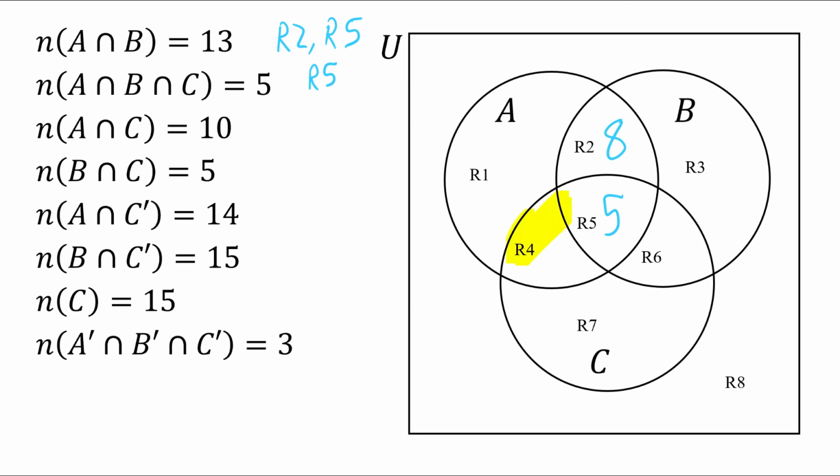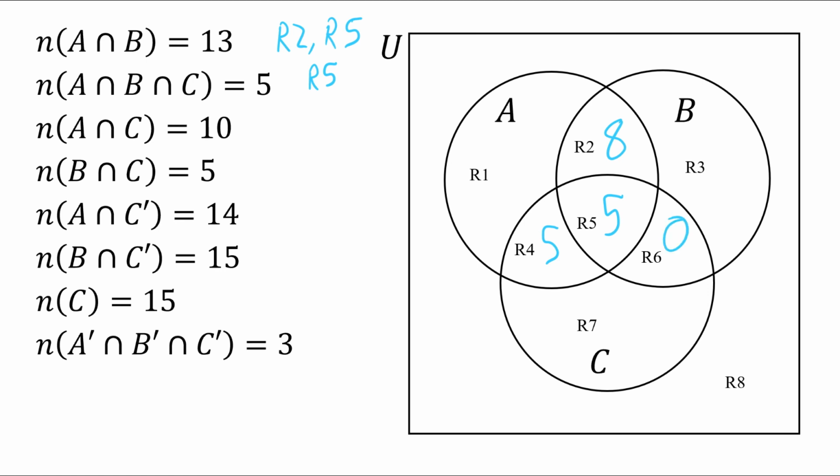All right, next let's do A intersect C. That's everything in A that is also in C, so that's regions 4 and 5, and we know that's 10. So if regions 4 and 5 add up to 10, and region 5 is 5, that tells us region 4 also has to be 5. Next we have B intersect C is 5. That's regions 5 and 6, so those two need to add up to 5. Region 5 is already 5, so that leaves us 0 in region 6.